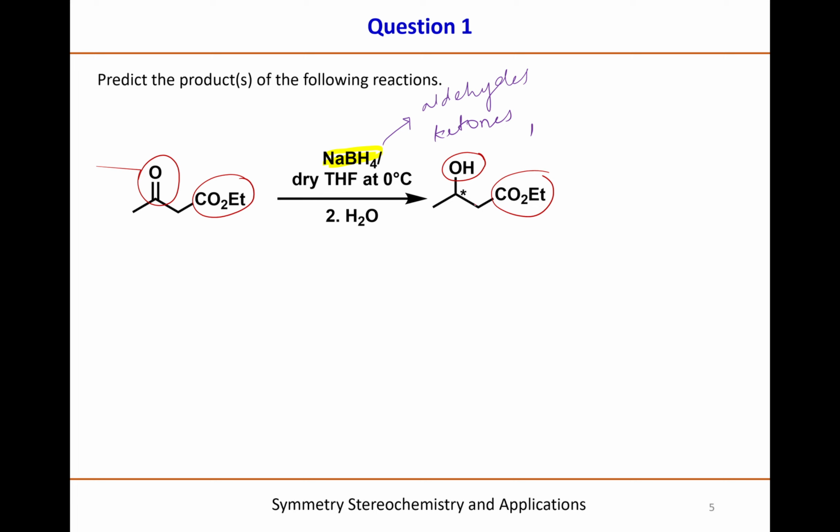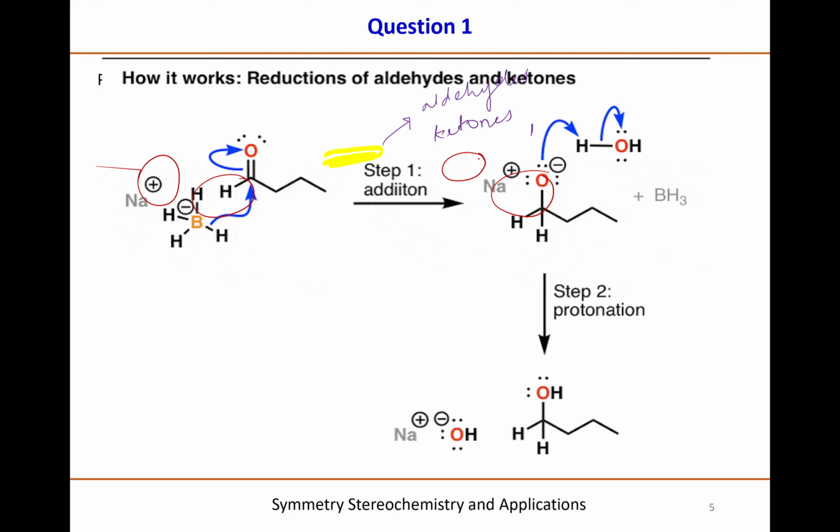So how many of you are aware of the mechanism of this reaction? Okay, we will discuss. So how does it work? How does reduction of aldehyde and ketone happen? First of all, the sodium borohydride will attack on this carbonyl center because this is an electrophilic center, right? Electrophilic center where hydride, H minus, will attack, and it will form an intermediate like this one, and BH3 will knock out.